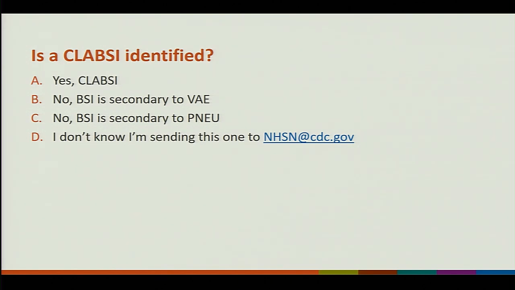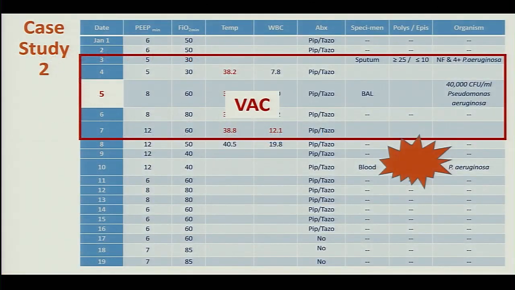So now you're going to want to probably go back to your initial scenario there, because there might have been some info there that you might want to see if you can use. Hint, hint. And you can also look at the table again, because there might be some little pearls or little ditties there that you're going to be able to use. So your options are that you have a CLABSI, you have a BSI secondary to VAE, a BSI secondary to pneumonia.